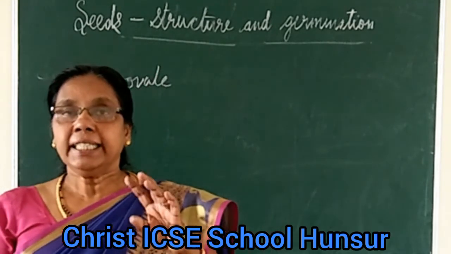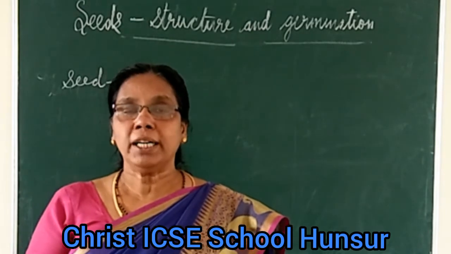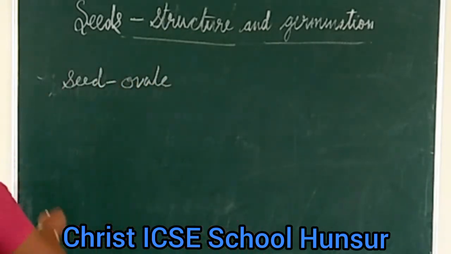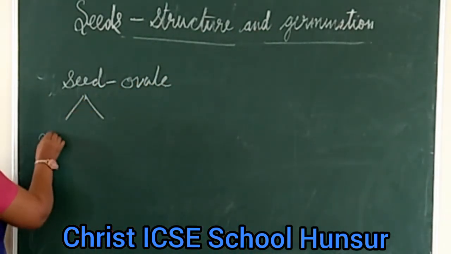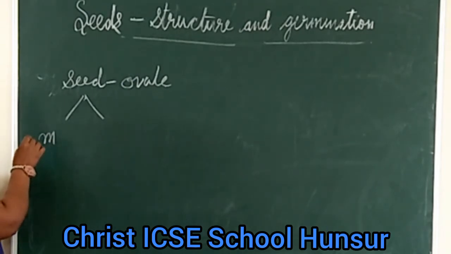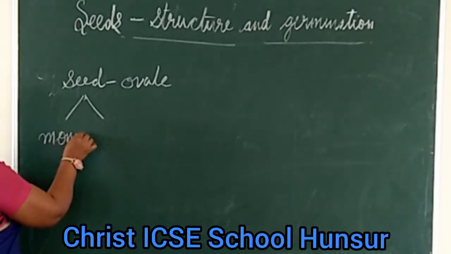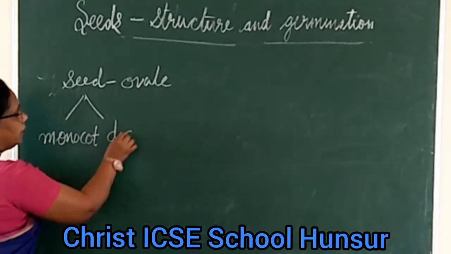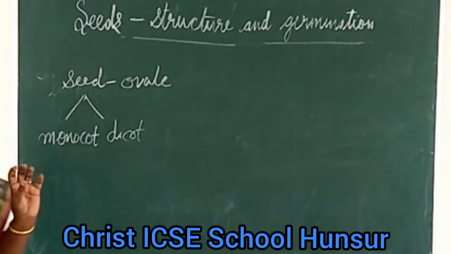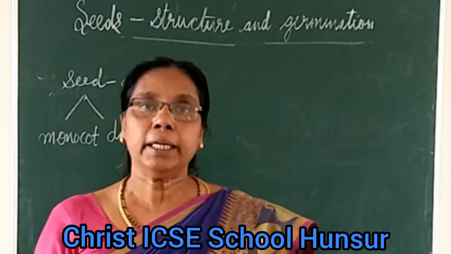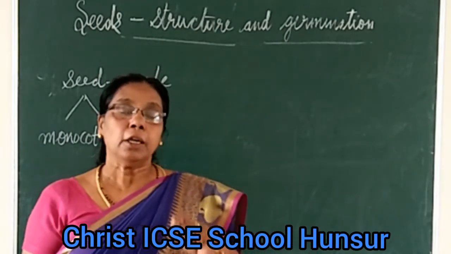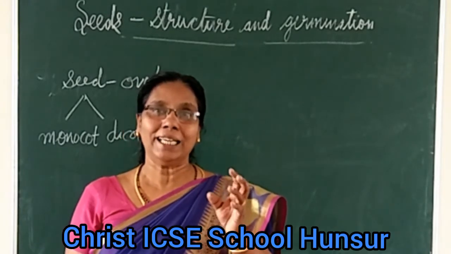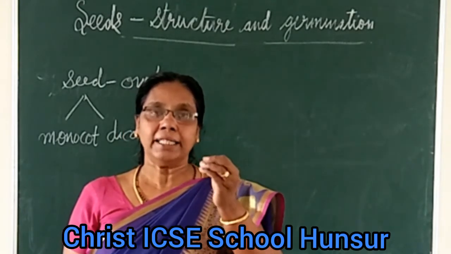Then we can classify seeds into two types: one is called monocots and the other is called dicots. Seeds are of two types based on the number of cotyledons. In a seed, if only one cotyledon is present, it is called a monocotyledon, and if it is two, a dicotyledon. Usually you can see the maize grain, rice, wheat, etc. as monocots.